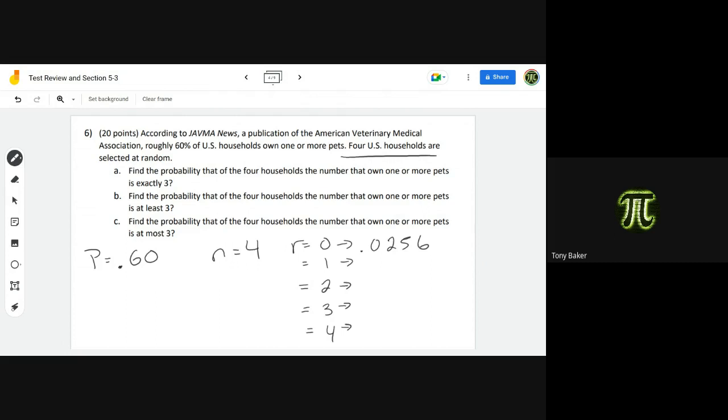That's what you should get for 0 households. If you did not get that, tell me, and I will try to help you figure out how you get that.